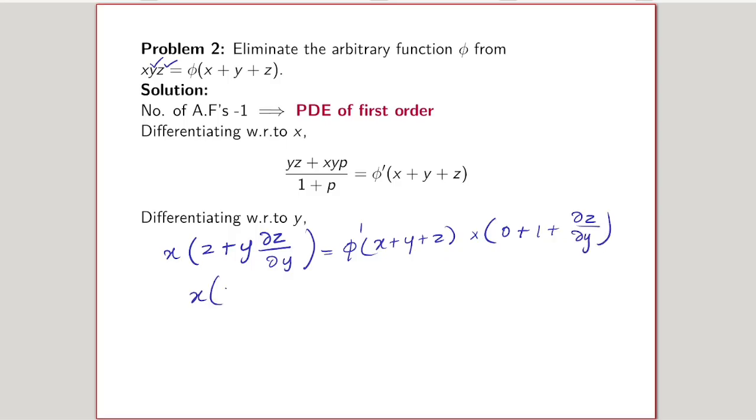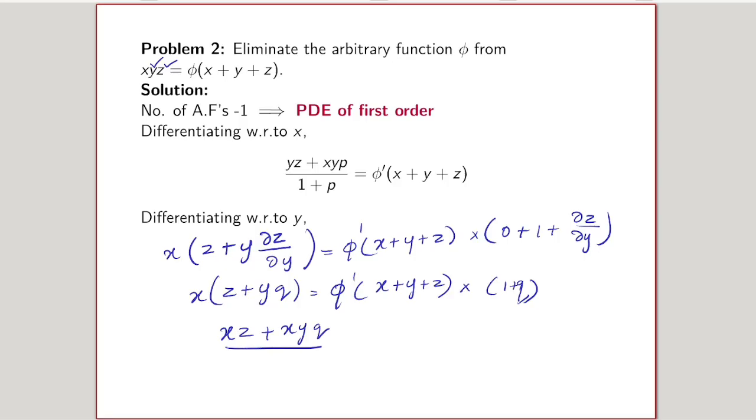So it is x into z plus y cube. This is equal to pi dash of x plus y plus z into 1 plus q. So we can write this as xz plus xy cube divided by 1 plus q equal to pi dash of x plus y plus z. So this will be our second equation.